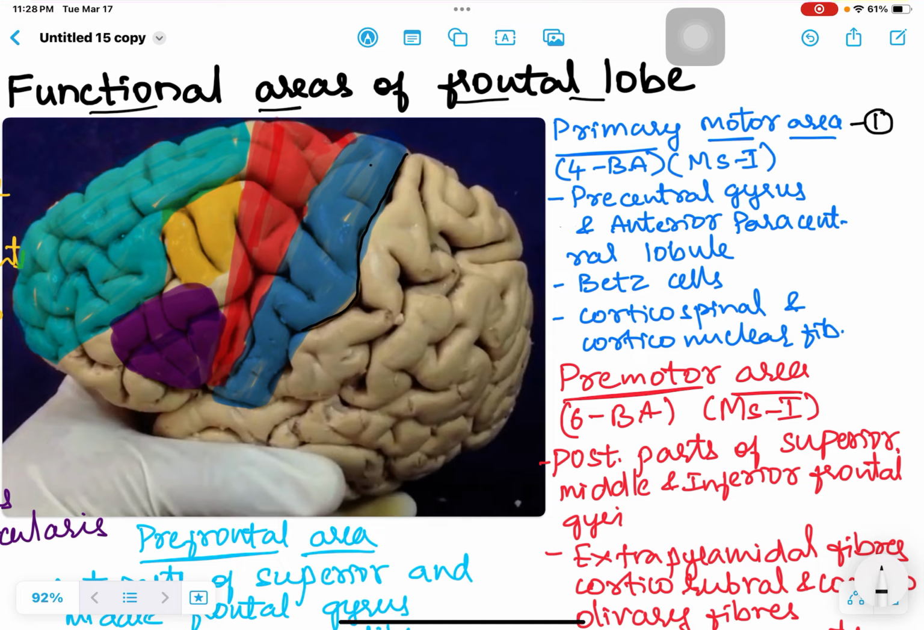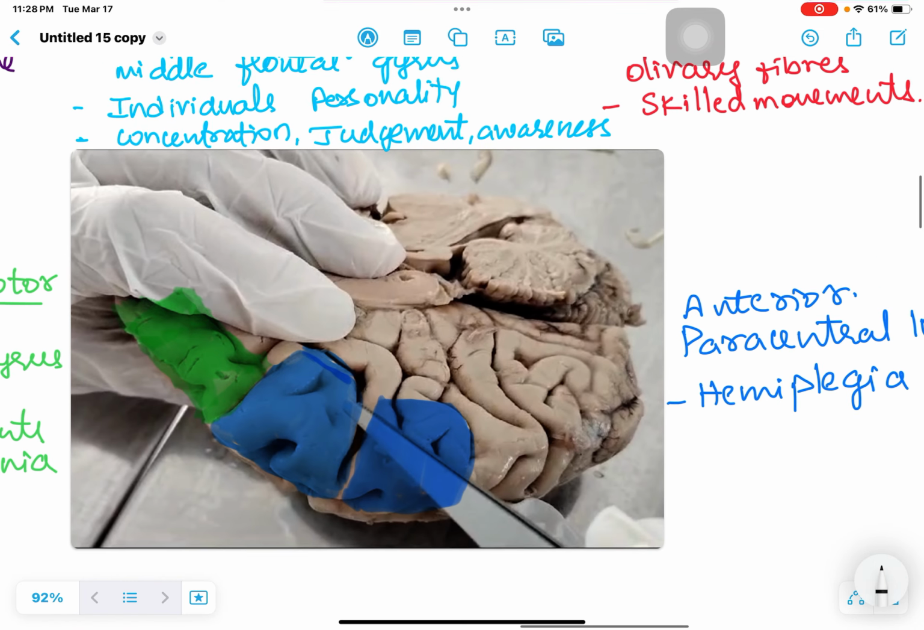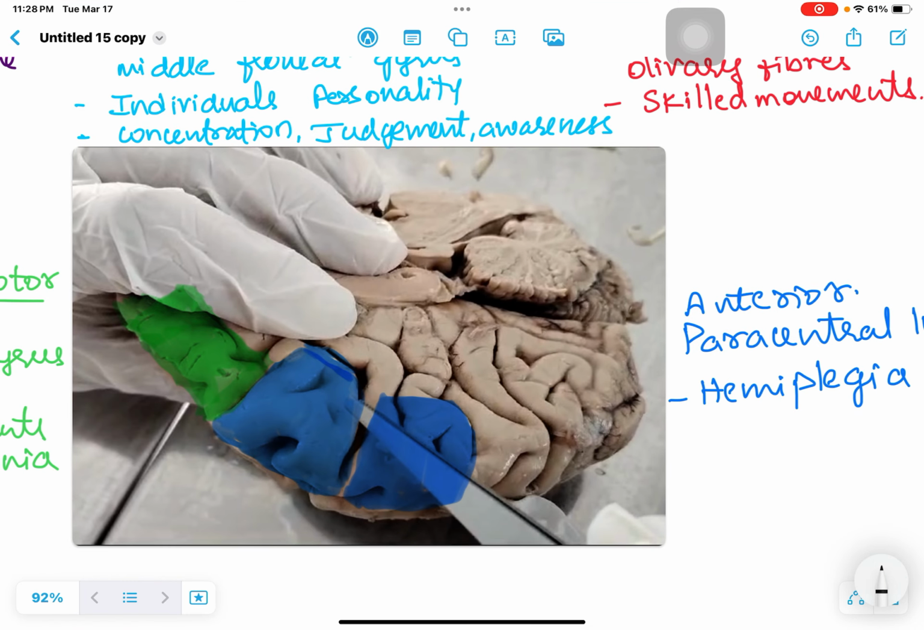What you are seeing here is in front of the central sulcus. So this black line is the central sulcus. In front of the central sulcus is the precentral gyrus, which extends onto the medial side. You can see it in another image. This is called the paracentral lobule, and this is the anterior part, and this is the posterior part of the paracentral lobule. So the anterior part is motor and the posterior part is sensory.